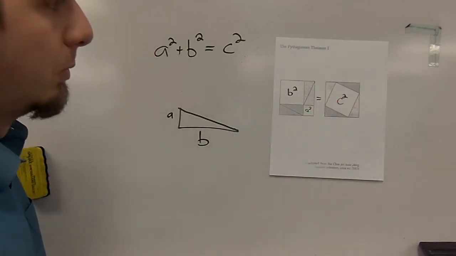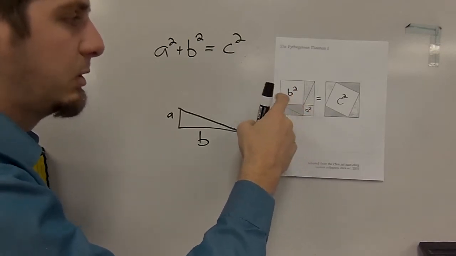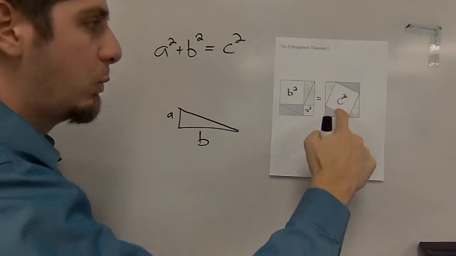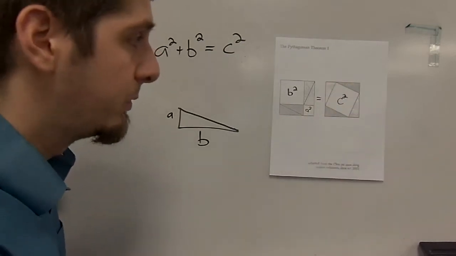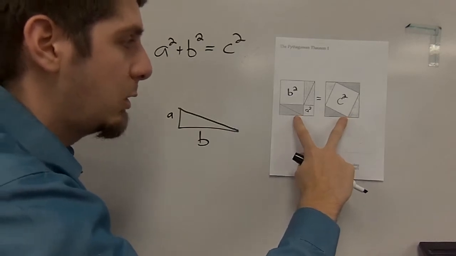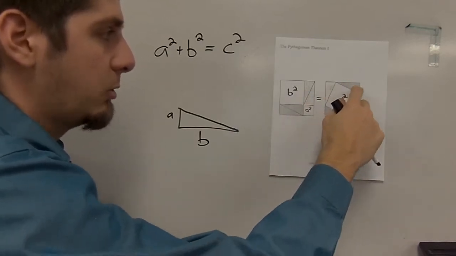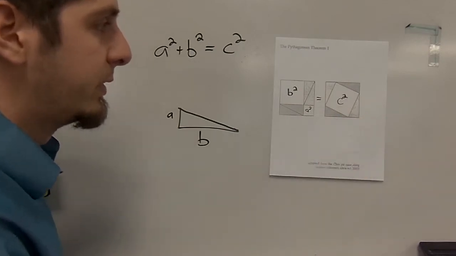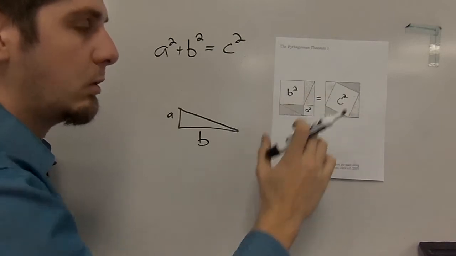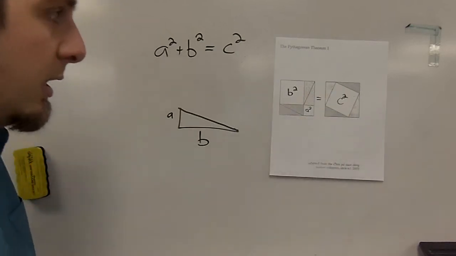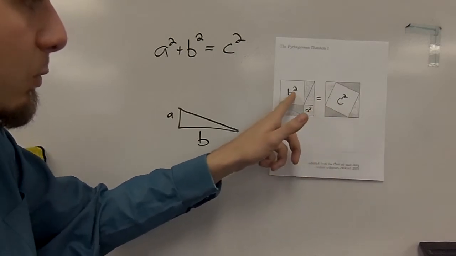These two squares are equal. The white space here, represented by a squared and b squared, is equal to the white space here, represented by c squared. How do we know this? Well, if both of these squares are equal, and all 4 triangles in each square are also equal, then that means the white space left over should be equal. This white space shouldn't be more or less than the white space in this square.